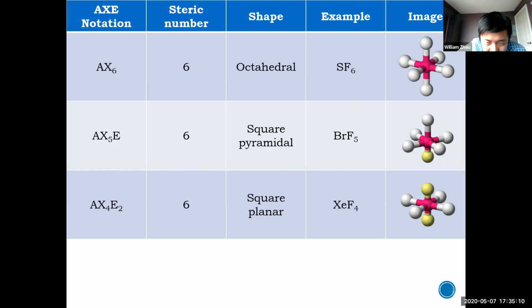And lastly, if you have 2 lone pairs, AX4E2, the top and the bottom become lone pairs. All you see is the square. You don't see the top or the bottom anymore, so you're not a pyramid. You are square planar. Okay, this is similar to trigonal planar, except trigonal planar is for triangle. This one is for square. So I hope you guys see the pattern between all of these.